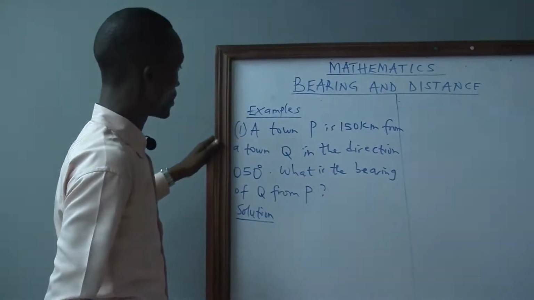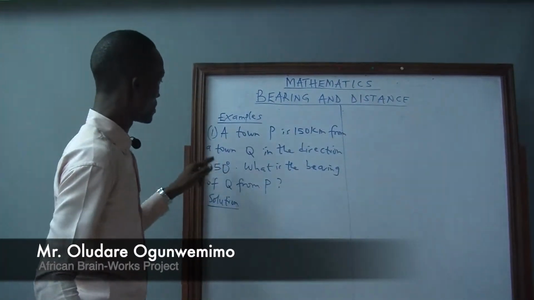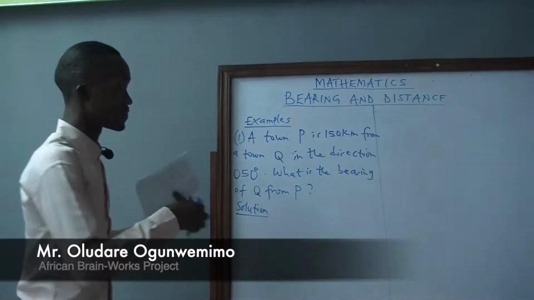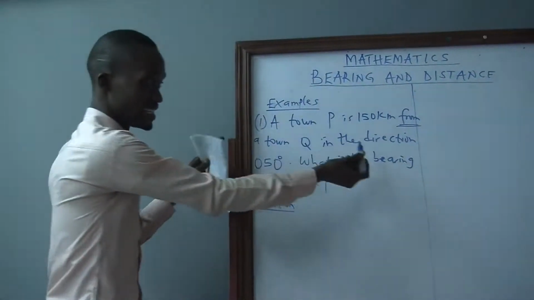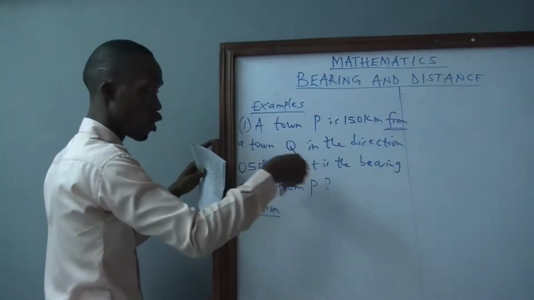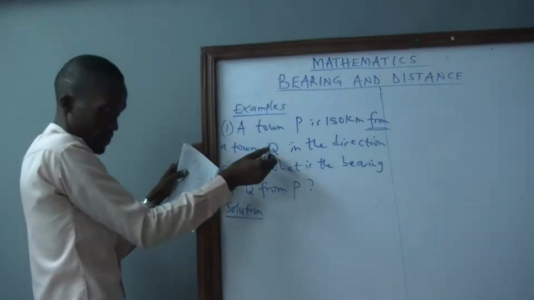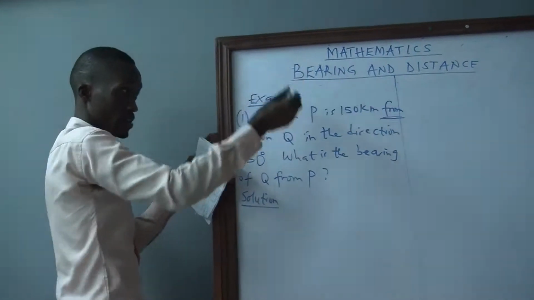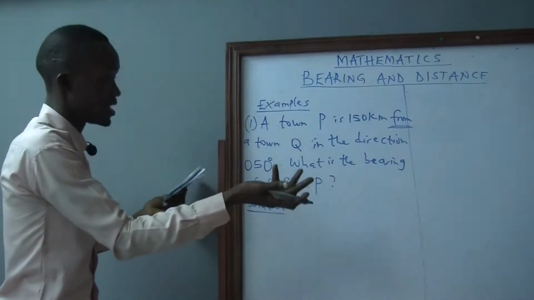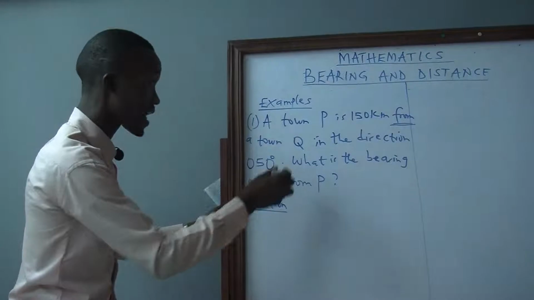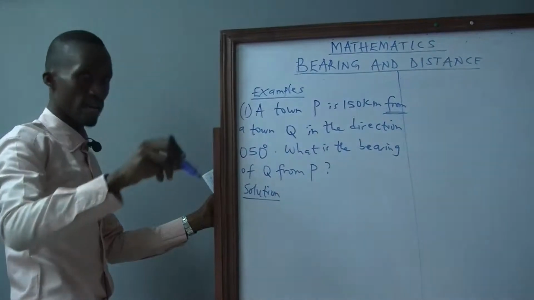I have an example here which says a town P is 150 kilometers from a town Q. This word "from" is very important when it comes to bearing. We are taking the bearing from the town that follows "from", not from the first point that we are given. So in the direction 050°. This 050° is telling us about surveyor's bearing, so after drawing our 4 cardinal points, we take our bearing from the north pole clockwise.